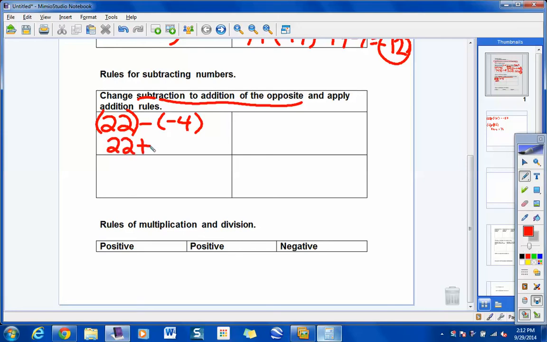Okay, now watch and listen carefully. This is a subtraction right here that changed to what? Addition. I want addition of the opposite. So I don't want addition of negative 4. I would want addition of positive 4. Why is that? Why did 2 negatives make a positive?